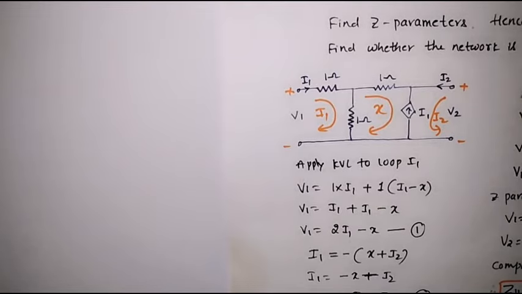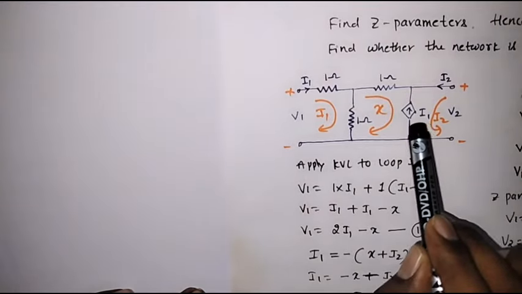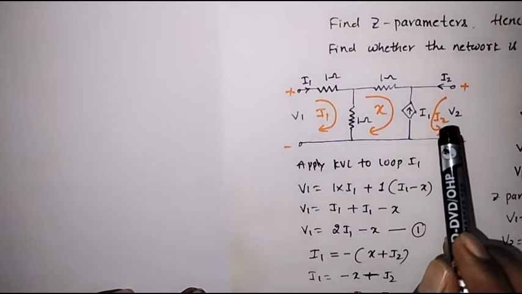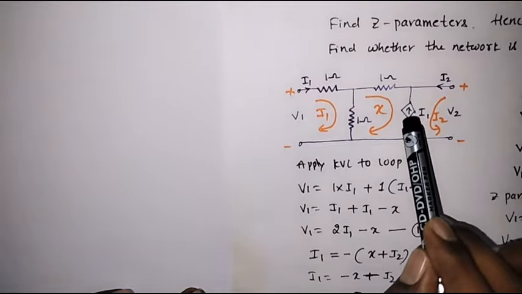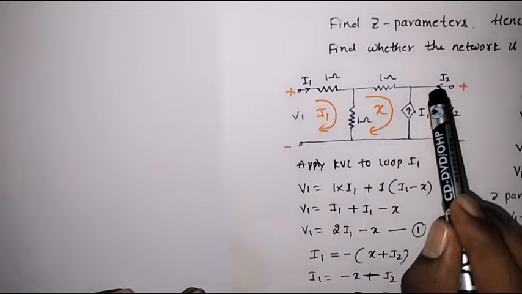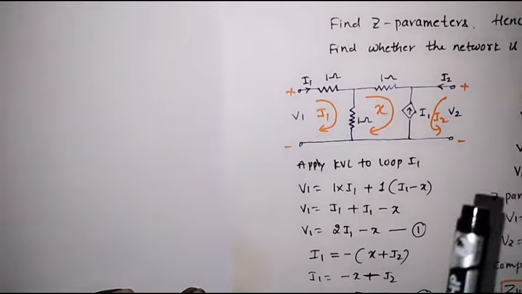Now look at this circuit. Already we have analyzed the current source, that is I1 is equal to minus X minus I2. Once we analyze the current source, we'll assume that virtually it is removed from the circuit. If you remove this I1 from the circuit, then we'll find only one loop. That entire loop is known as super loop.